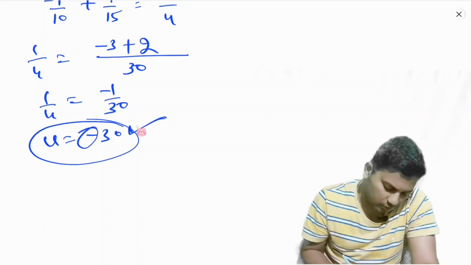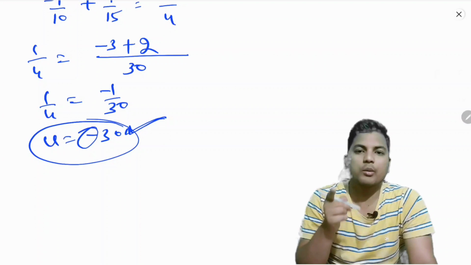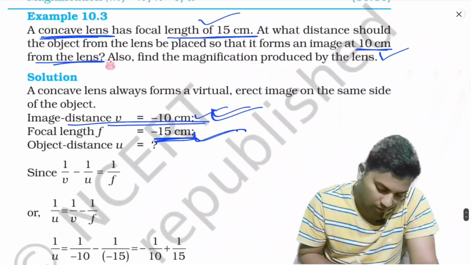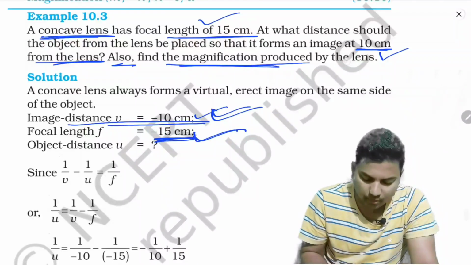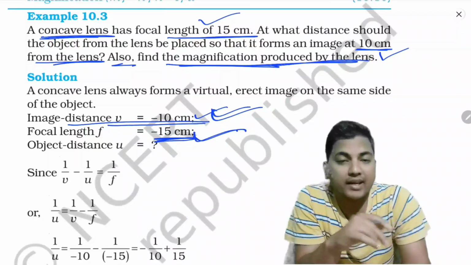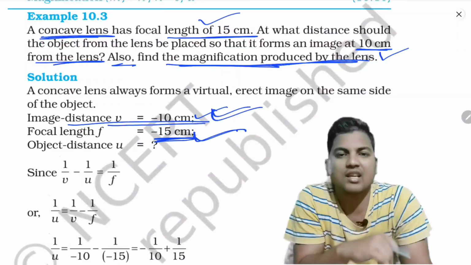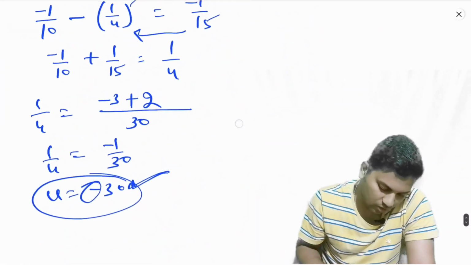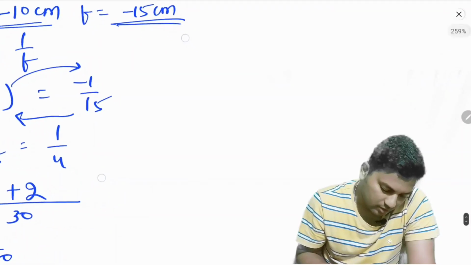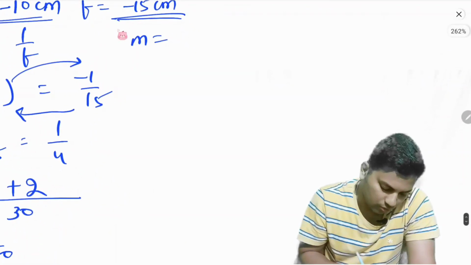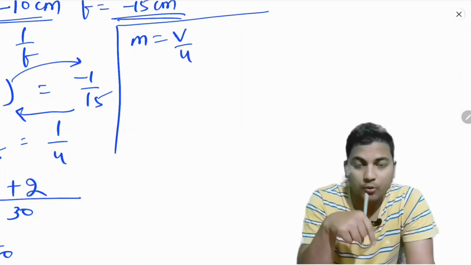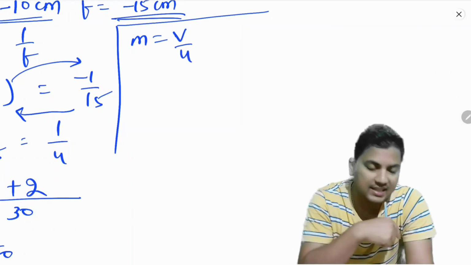Clear? So u is equal to minus 30, and now we will go through what is asked next. Just check the question: here we also find the magnification produced by the lens. In this case, we know that magnification m is equal to v by u, not minus v by u. Here we will get v by u because it is a lens system.